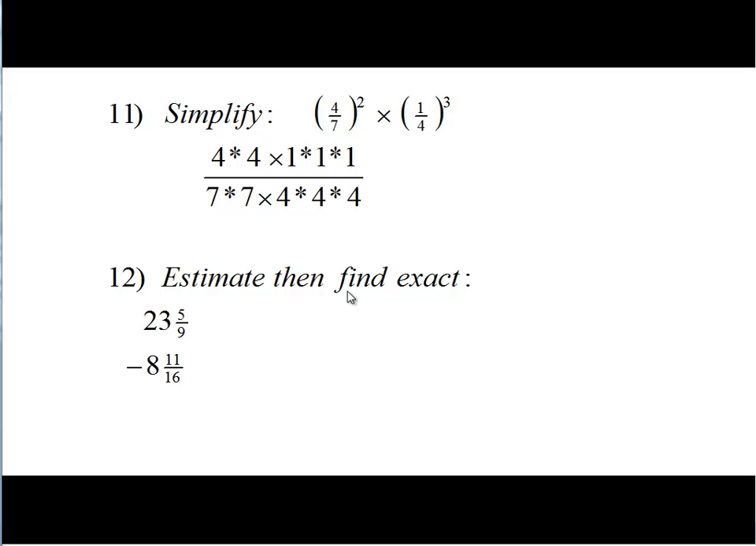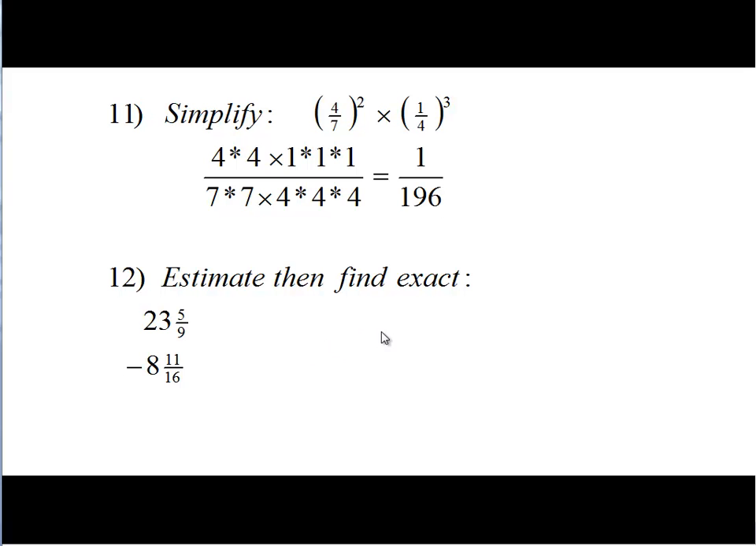That means 3 1's and 3 4's. Now I'm going to simplify by canceling, so I can cancel 2 of the 4's on top, 2 of the 4's on the bottom, so I have 1 left on top and 7 times 7 times 4, which is 196 on the bottom.